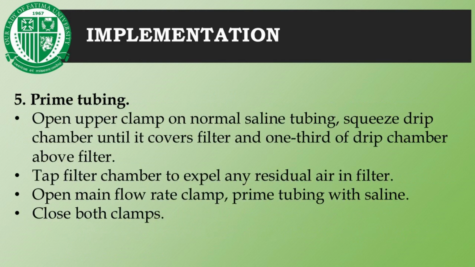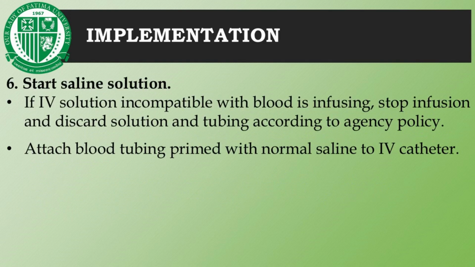When priming the tubing, open first the upper clamp on the normal saline tubing, then squeeze the drip chamber until it covers the filter and 1/3 of the drip chamber above the filter. Tap the filter chamber to expel any residual air in the filter. Open the main flow rate clamp and prime the tubing with saline. Then close both clamps. Start the saline solution. If an IV solution incompatible with blood is infusing, stop the infusion and discard the solution and tubing according to agency policy.